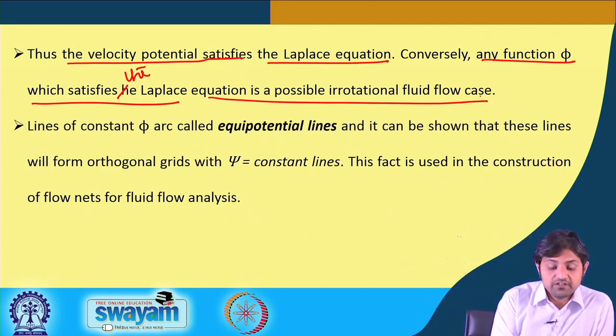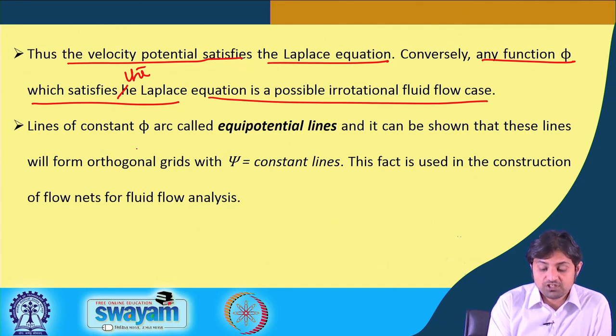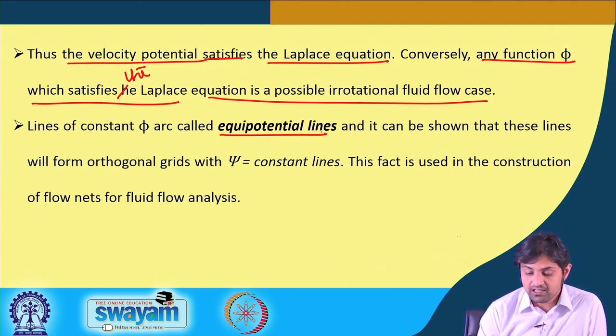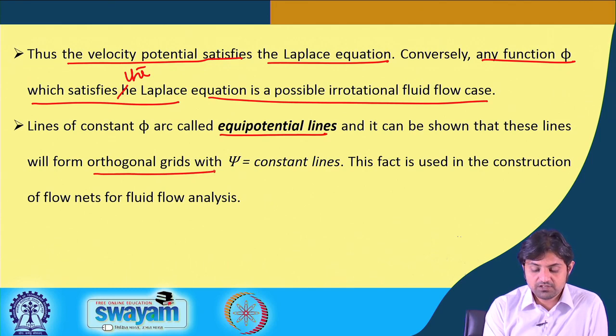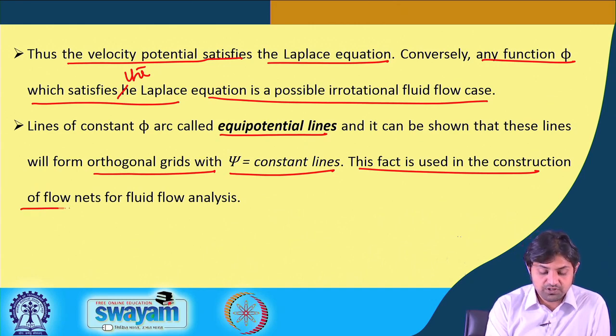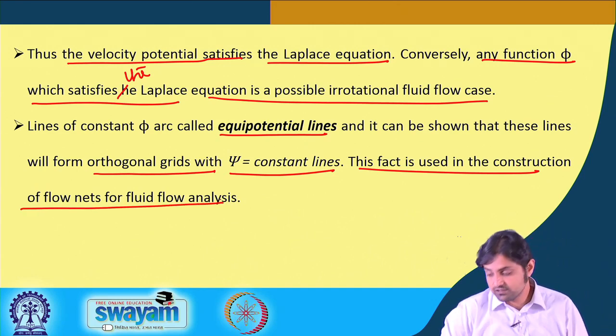Lines of constant phi, the velocity potential, are called equipotential lines. This is again an important concept, and it can be shown that these lines will form orthogonal grids with the psi equal to constant lines. This fact is used in the construction of flow nets for fluid flow analysis. We can talk about it more later.